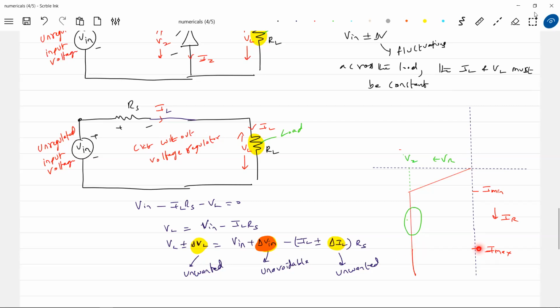If the current through the Zener diode is greater than this, it will burn out. If the current is less than I minimum, it will not be in this operating region. It will come somewhere here. This is of no use for us. In this region, it should be operated. We'll call this the operating region.